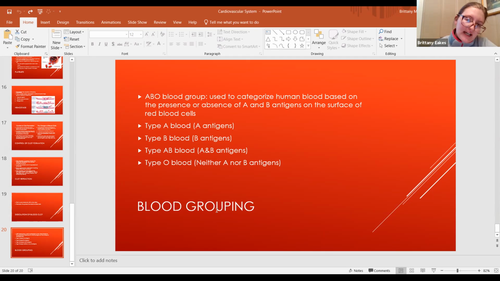There is another type of blood group called the Rh blood group. And I didn't put it on this slide because it's not really relevant. I mean, technically blood type isn't relevant, but I decided to talk about it today. Sorry, I have cat hair all over my laptop.